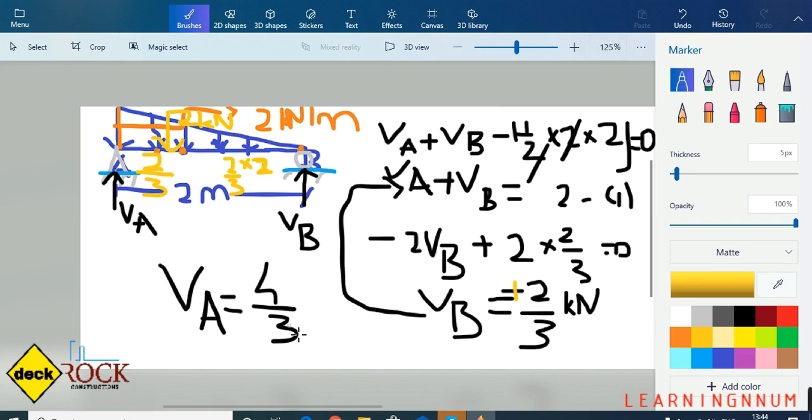Yes, sir. 4 by 3 kilonewtons is greater. Why is the VA reaction greater? Why is support A taking more of the load? Because the total external load of 2 kilonewtons is acting near support A. So that is the reason your value of VA would be more than VB. Understood? So this is the manner you have to analyze the structure.